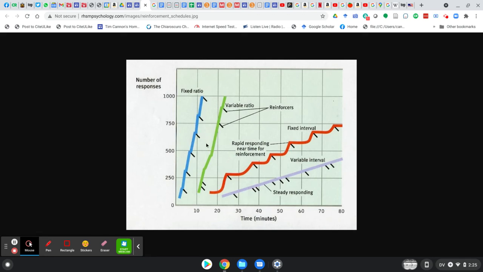If you're on a ratio schedule and you double your response rate, you get twice as many reinforcements. If you pound out 20 responses faster, you get your next pellet faster. Ratio schedules, the rate of responding is tied to the rate of reinforcement, not intervals. And here, there's a steep slope, so there's a lot of responding, but there's also a lot of dead time.